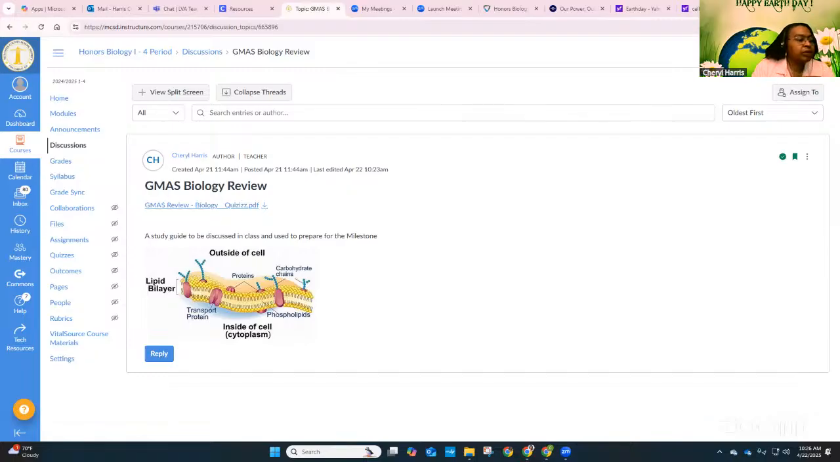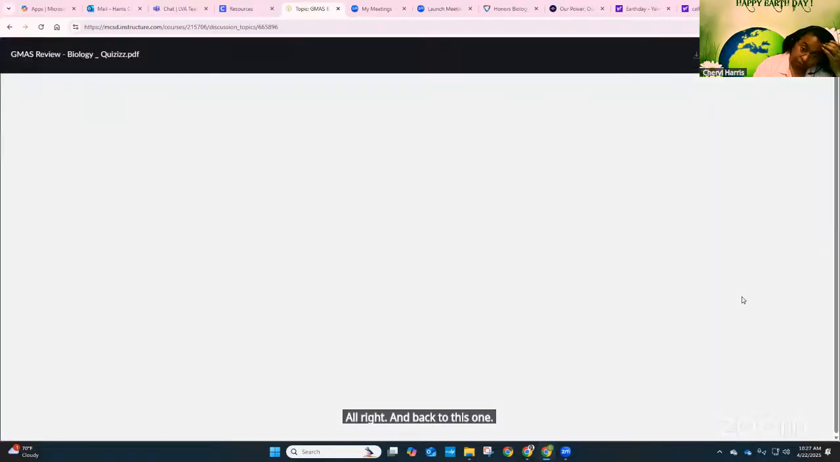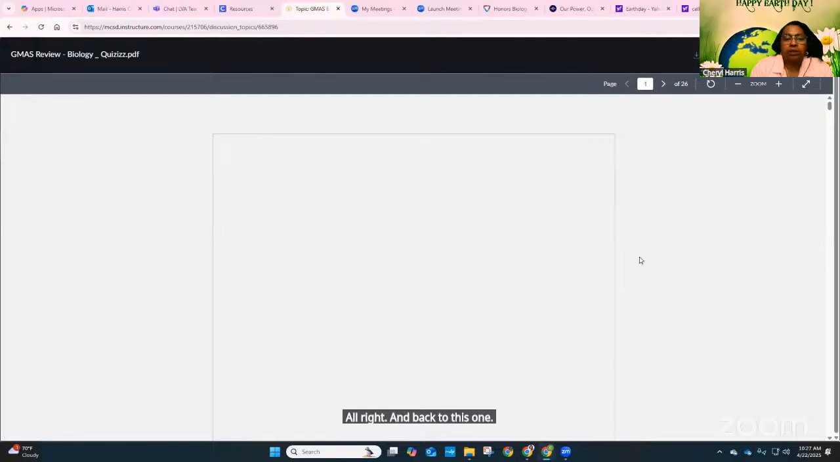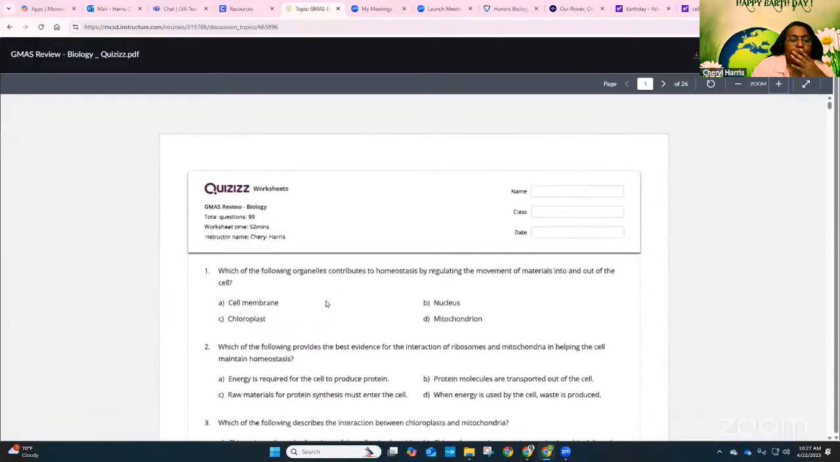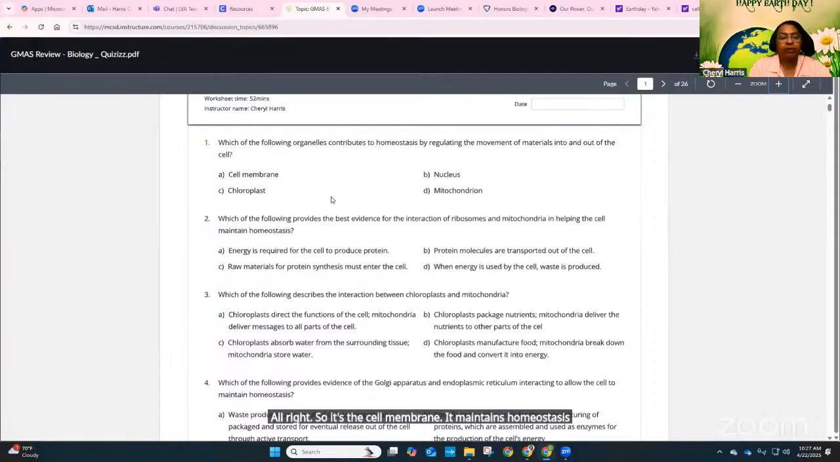Okay, thank you, Natalie, for sharing. All right, and back to this one. All right. So it's the cell membrane. It maintains homeostasis. It regulates what's going in and out of the cell.